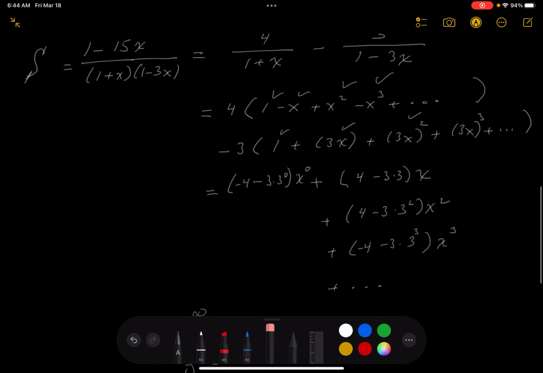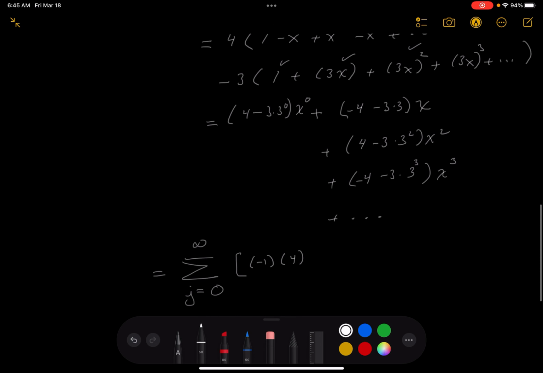I think I still made a mistake, didn't I? I got to check it again. Let's get the right pattern. So it's 4, then minus 4, plus 4, minus 4. Let me see if I got that right now. 4, minus 4, 4, minus 4. Yeah, I apologize, made a mistake there. So I'm going to say it alternates, and there's a j here. J to the 0 would give me that 4 there. Then I get minus 4, 4, minus 4.